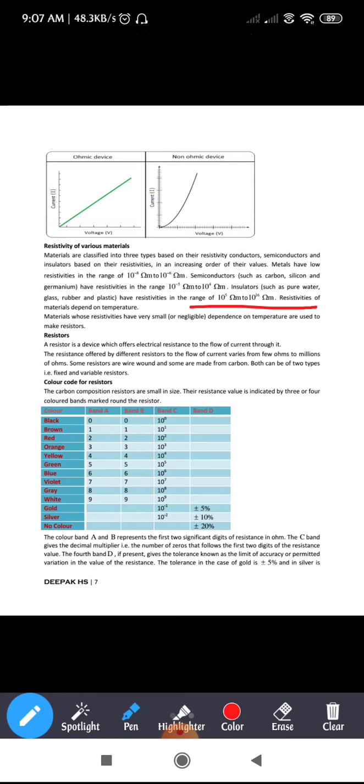Next, coming to resistors, as we know, a resistor is a device which offers electrical resistance to the flow of current through it, which we have already studied. As I said, we have two types of resistors: one is the wire wound resistor and the other is the carbon resistor.